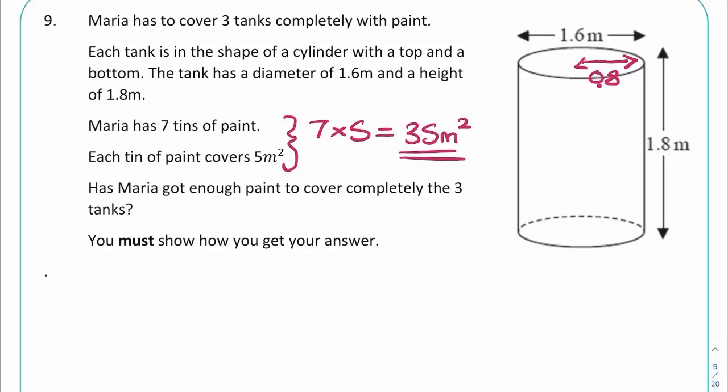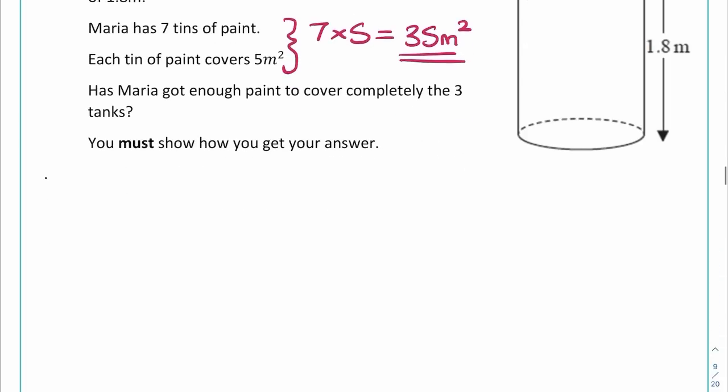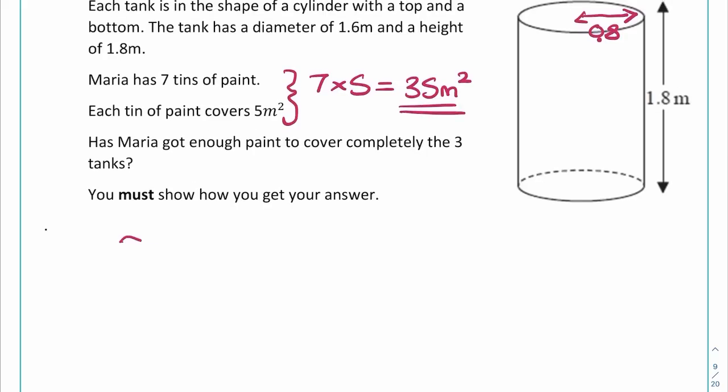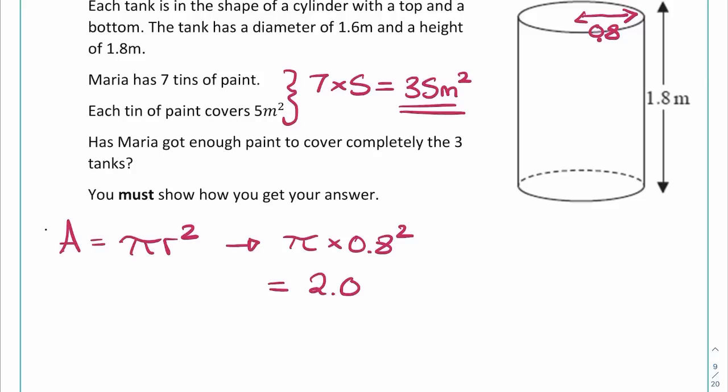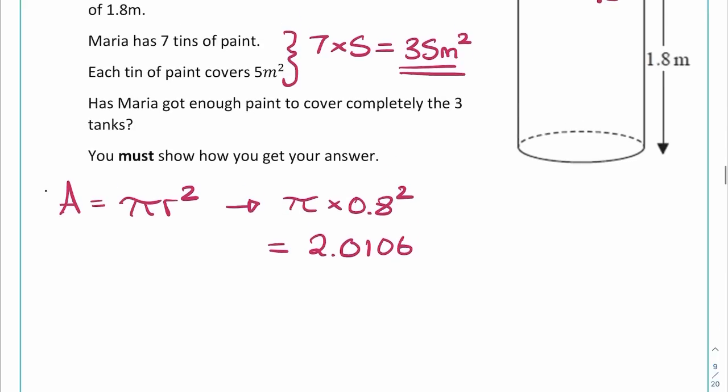Now when you are working out the surface area of a cylinder, you have 2 circles. So straight away I would do pi r squared and write this down. That's our area of a circle. So working that out, that would be pi times 0.8 squared. And we just need to type that into the calculator. So let's type that in. So pi times 0.8 squared, and that comes out as 2.0106. There are some more decimals there, but I don't think we're going to have to go into that far, as we are just comparing it to 35.